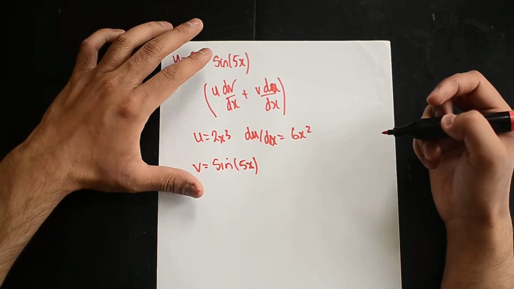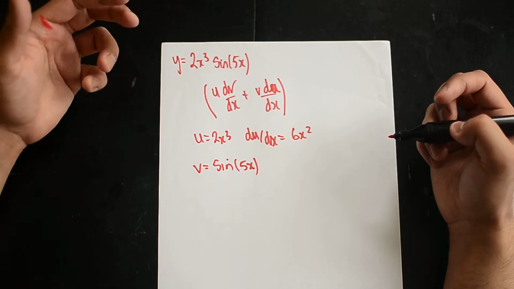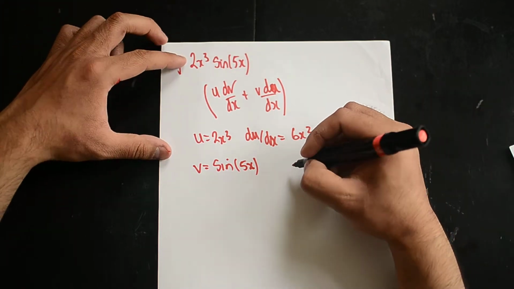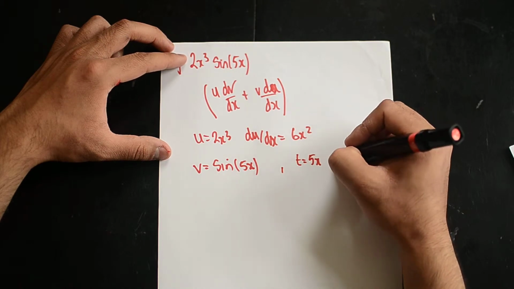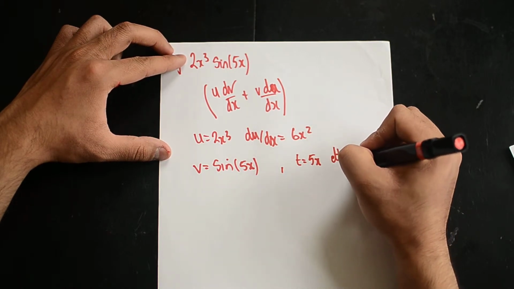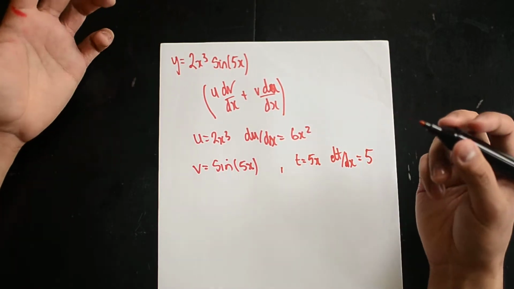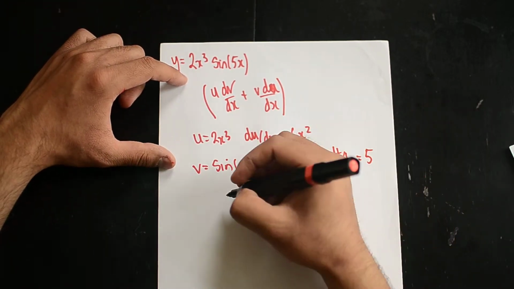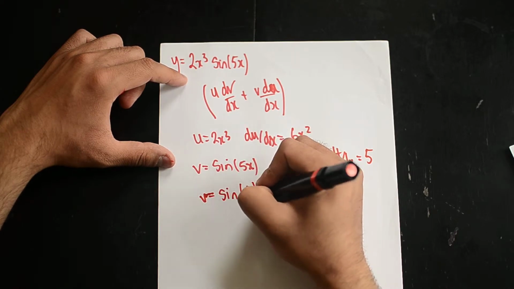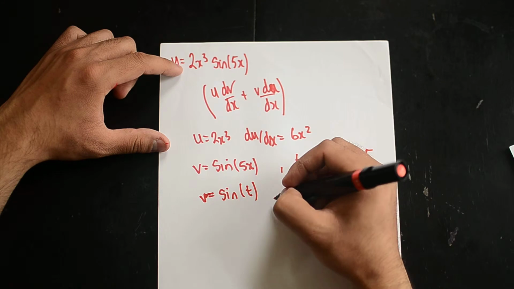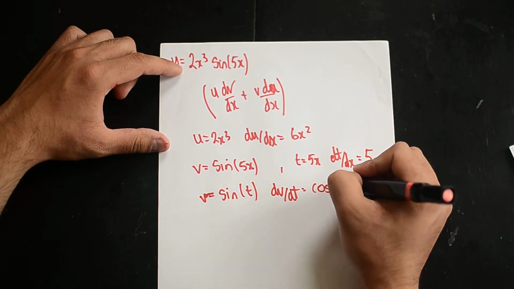and I went over how to do this in the previous video, and it was using the chain rule. So I'm going to let t equal 5x, and therefore dt/dx would equal 5. But now, because I've let t equal 5x, v equals sine t, because obviously I've just substituted that through. That means dv/dt will equal cos t.